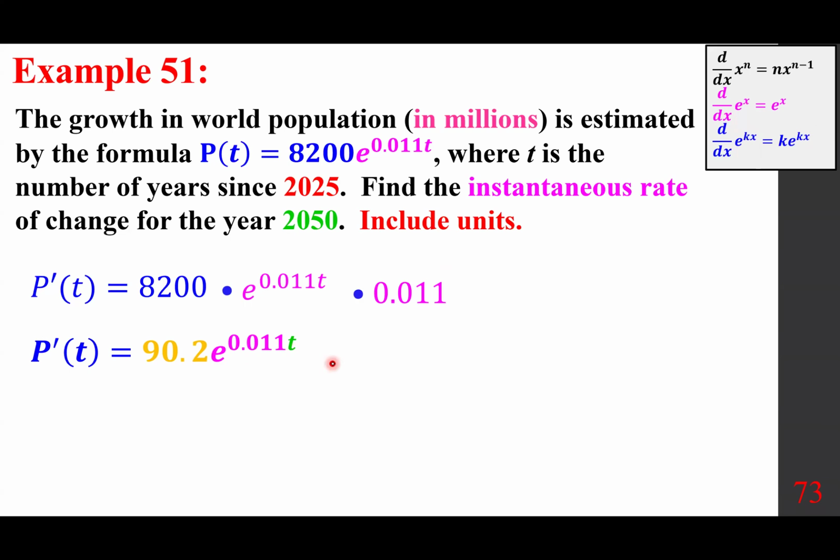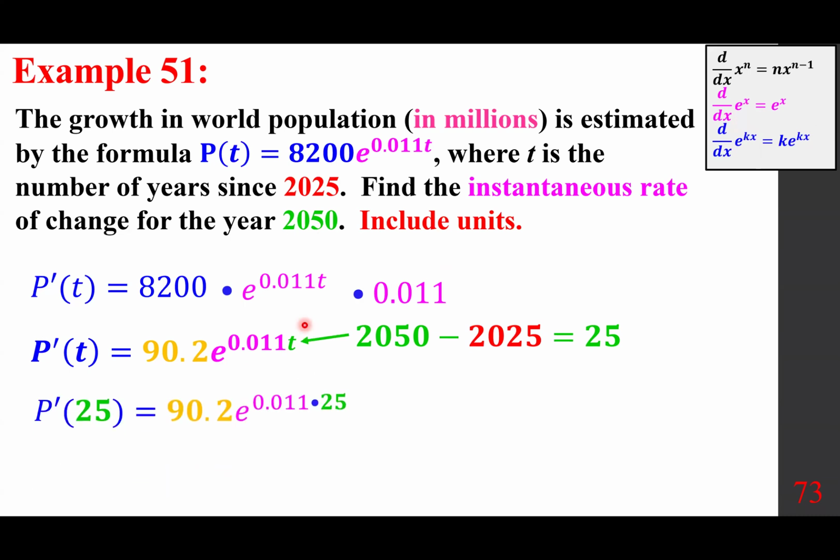Now, for the year 2050, the difference is 25 years. Replace the t with 25. So P prime of 25 is 90.2 e to the power of 0.011 times 25. Put it into a calculator and you get 118.7511 units. I want to make sure we understand the units.